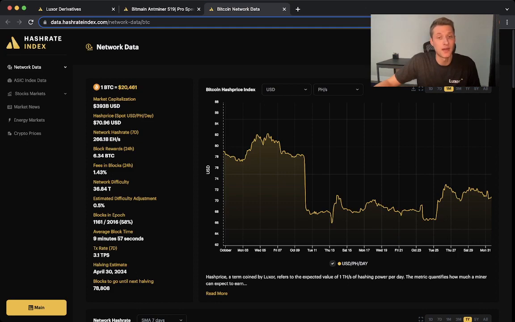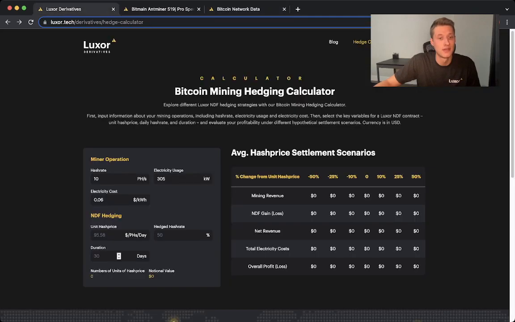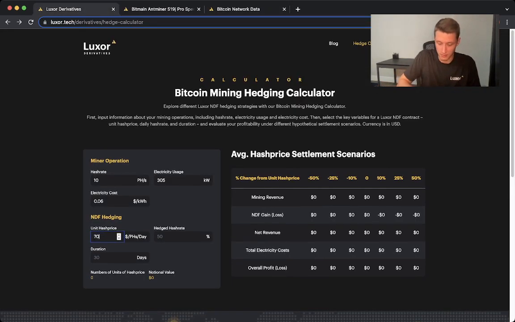Now, unit hash prices for Luxor's hash price NDF are subject to market conditions. So if you would like more specifics on where the market is currently in terms of trading specific durations of hash rate, please reach out to myself or Matt Williams. But for now, we're going to just use the spot price of hash price, which is $70.96. So we'll input that here.